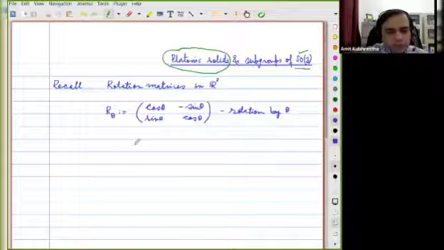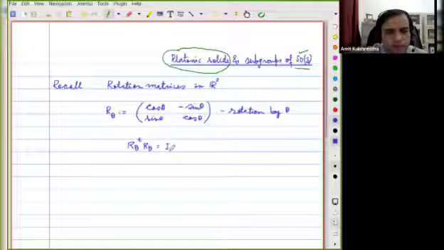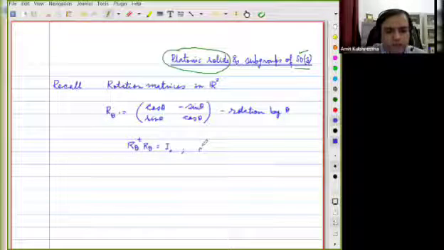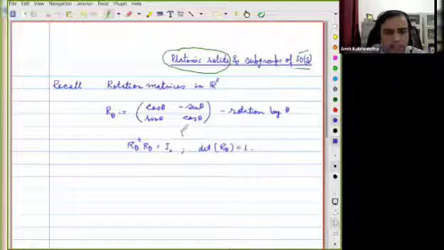And as we know, rotation matrices have something to do with A transpose A being identity, and also determinant being 1. So if you impose this condition on a 2 by 2 matrix, you will automatically get this rotation matrix.